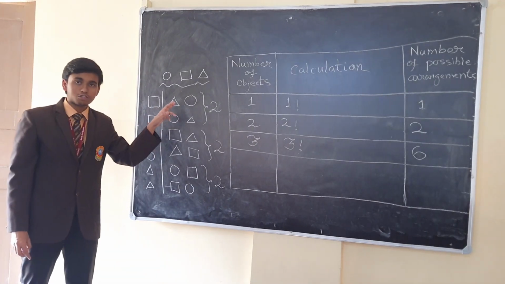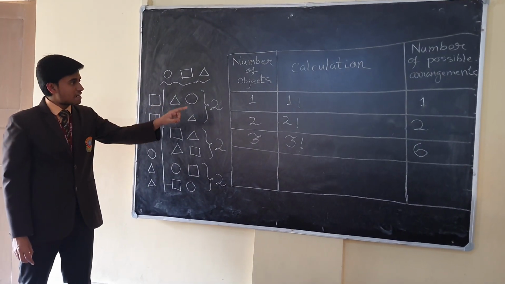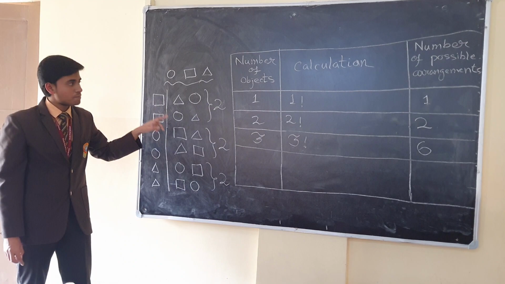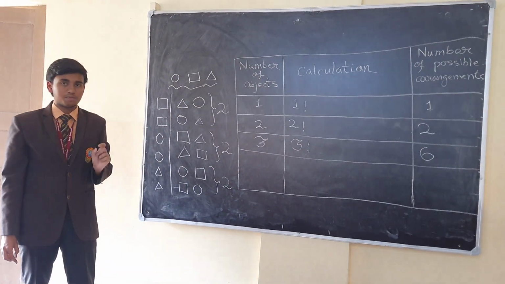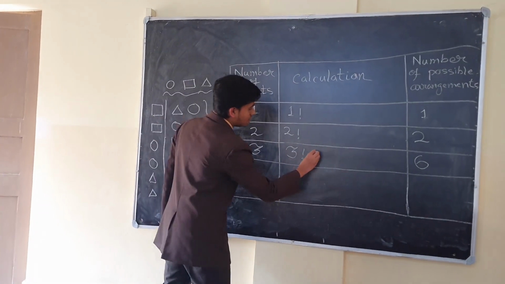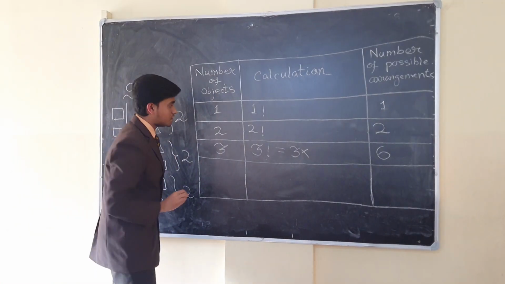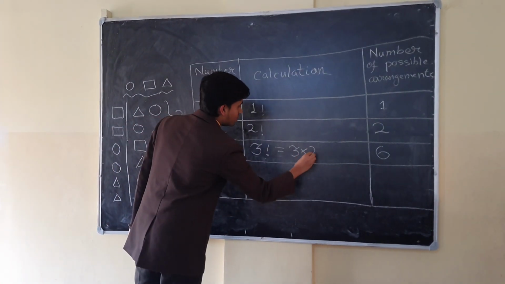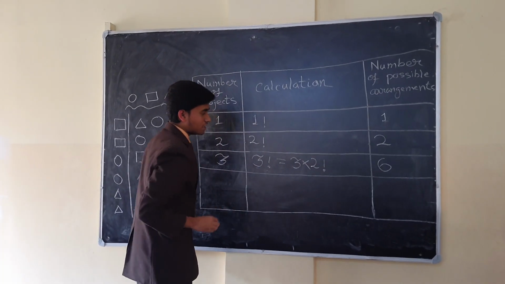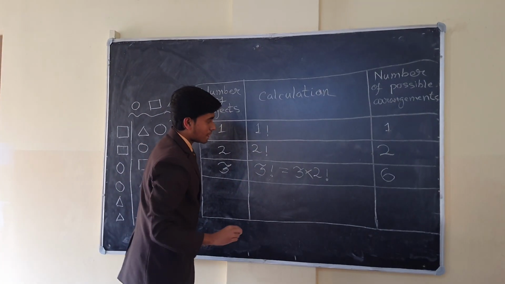The remaining object is 2. So the total possible arrangements with the 3 objects will be 3 times the number of possible arrangements with 2 objects. I can write 3 factorial as 3 into the number of possible arrangements with 2 objects, which is given by 2 factorial. It will be equal to 3 times 2 factorial, which is 6.